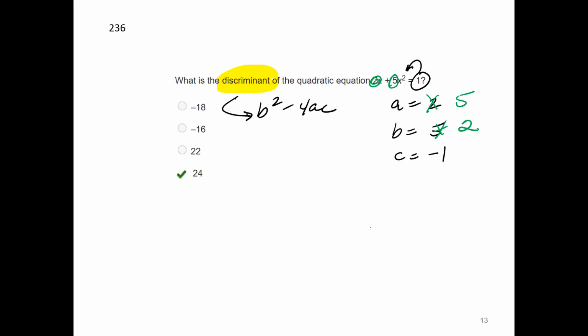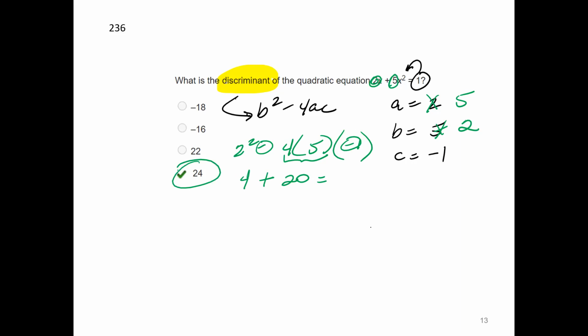X squared is always A. You have to put them in order, okay? So don't make that mistake. So if I do it this way, I have 2 squared minus 4AC. So double negative makes it a positive. 4 times 5 is 20. So what is 4 times 20? 24 is your correct answer.